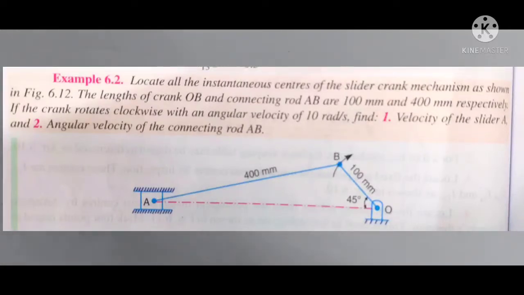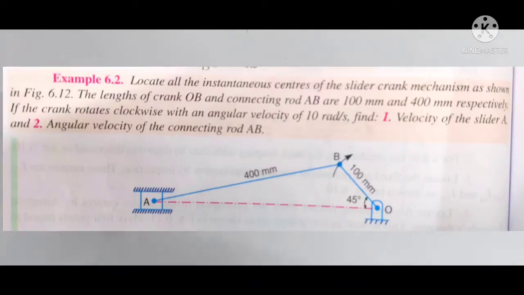Today I'll explain the single slider crank chain mechanism to find out the velocity by the instantaneous center method. So I'm taking a problem. Locate all the instantaneous centers of the slider crank mechanism as shown in the diagram. The lengths of crank OB and connecting rod AB are 100 mm and 400 mm respectively. If the crank rotates clockwise with an angular velocity of 10 radians per second, find the velocity of the slider A and the velocity of the connecting rod AB. So this is the question, a single slider crank chain.